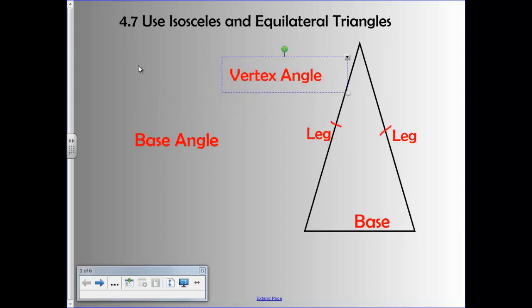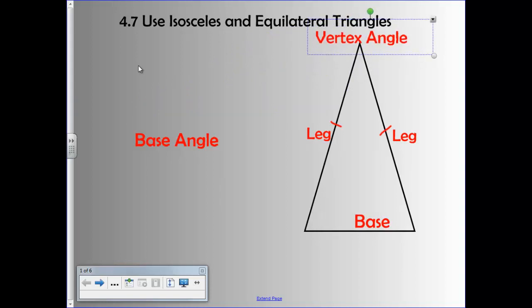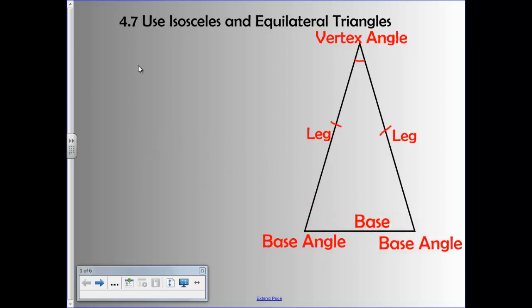We have an angle called the vertex angle, which is here. This is our vertex angle. And then we have two base angles. So this angle right here and this angle right here, they're both congruent, and those are both called your base angles. So those are the parts of your triangle.